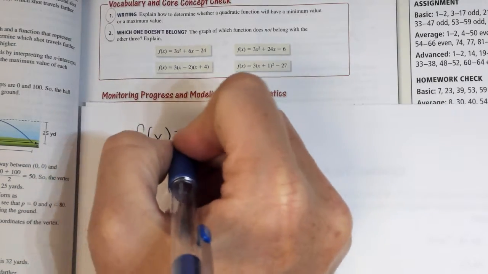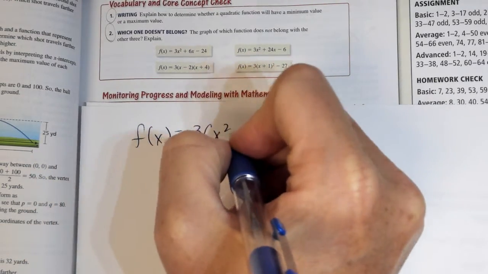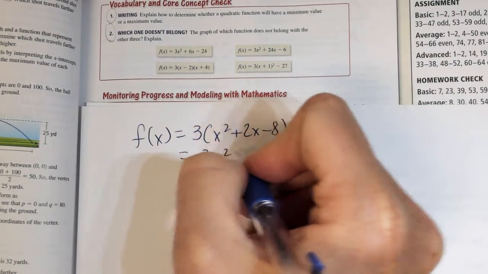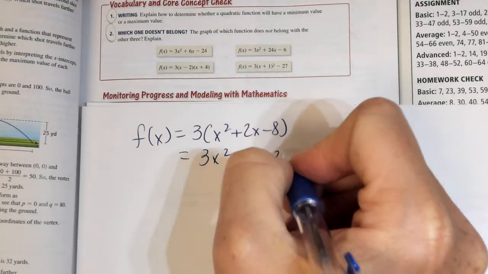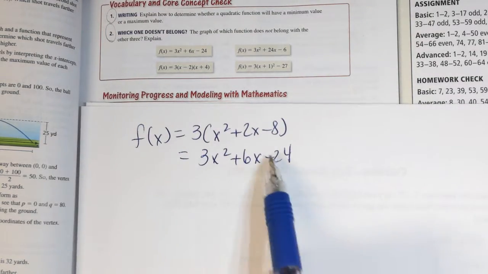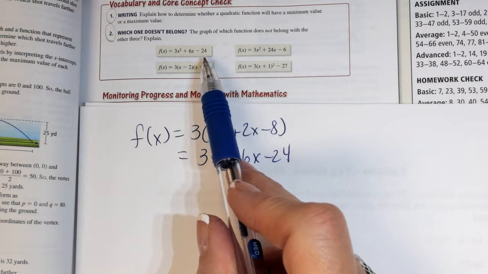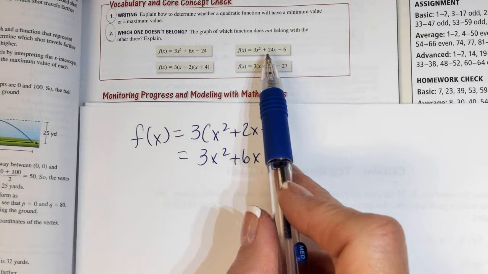The way that I do that is I'm just going to multiply it out and keep multiplying it out. Okay, so does that match one of those two? Yeah, matches this one, doesn't it? So it must be that this is the one that does not belong.